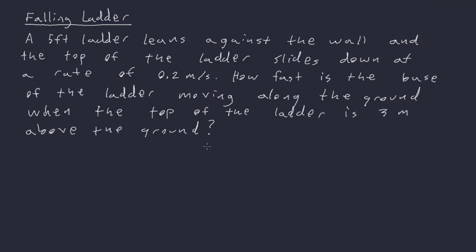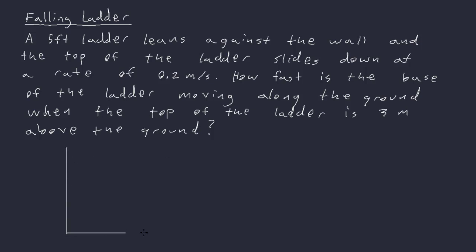All right, for this next example, I think it's pretty much against the law to not cover this in a calculus class. This is the falling ladder problem. Okay, so suppose we have a 5-foot ladder leaning against a wall, right, and the top of the ladder begins to slide down, right, and we want to find how fast the base of the ladder is moving along the ground at a certain point.